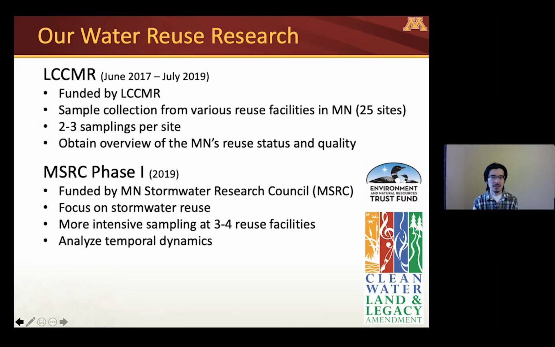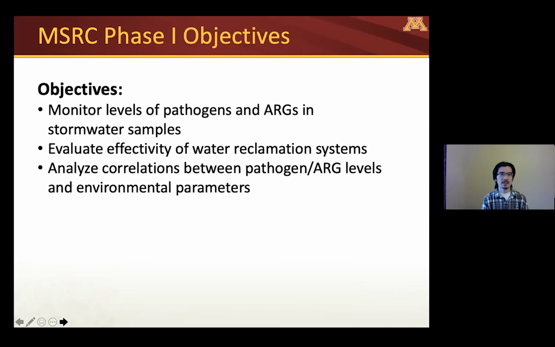And the main purpose of this research is to analyze temporal dynamics of pathogens and antibiotic resistance gene concentrations in the water reuse facilities. Okay, the objectives of MSRC phase 1 project is to monitor levels of pathogens and antibiotic resistance genes in stormwater samples, evaluate effectivity of water reclamation systems, and to analyze correlations between pathogens, ARG levels, and environmental parameters.